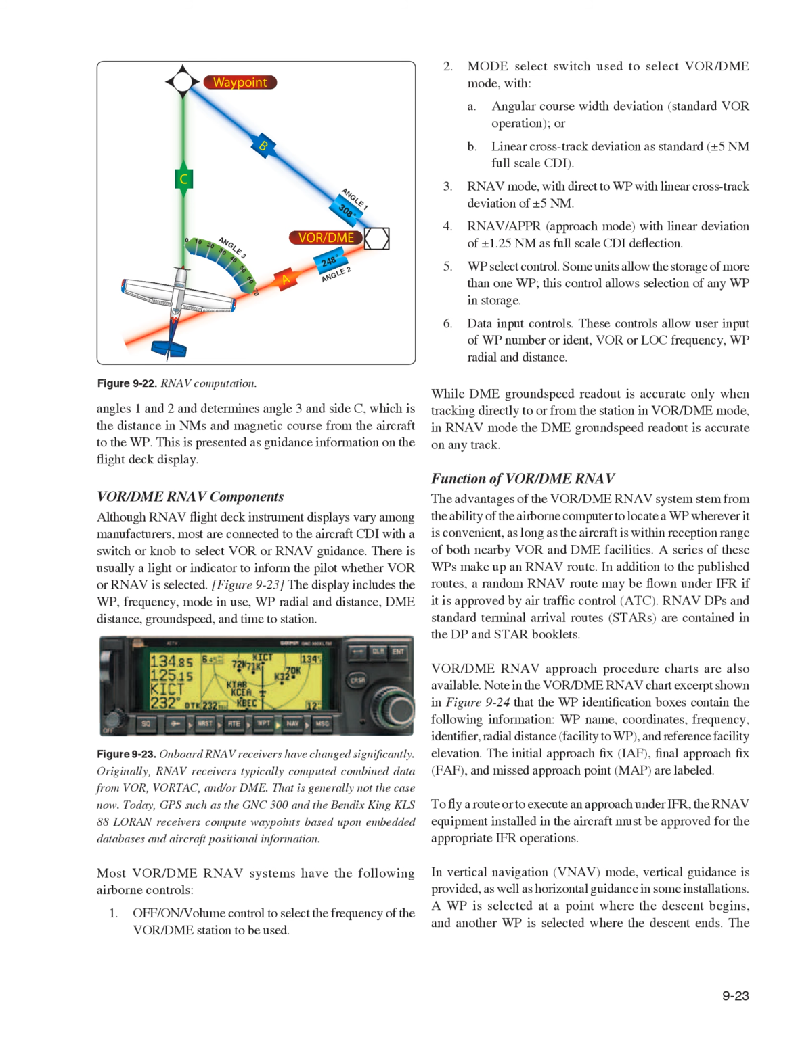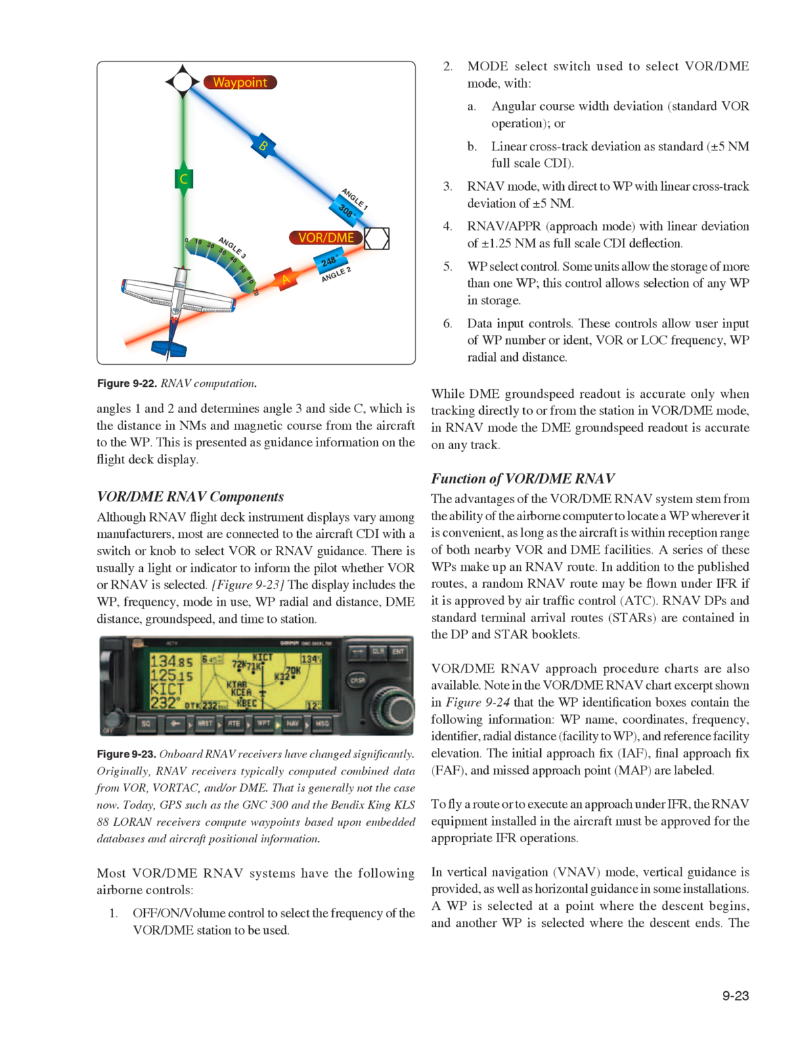There is usually a light or indicator to inform the pilot whether VOR or RNAV is selected. In Figure 9-23, the display includes the WP frequency, mode in use, WP radial and distance, DME distance, ground speed, and time to station. Figure 9-23.